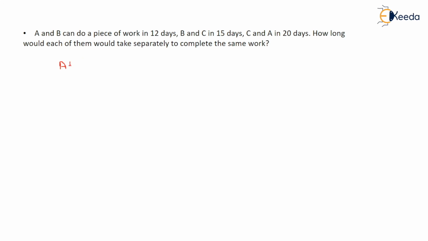So here A plus B can complete the certain work in how many days? 12 days, right? B and C, in how many days are they completing the same work? 15 days. And there is the third pair, C and A. In how many days are they completing this work? 20 days. So you have to think of a number which can be divided by all three: 12, 15 as well as 20. The number that comes to my mind is 60.